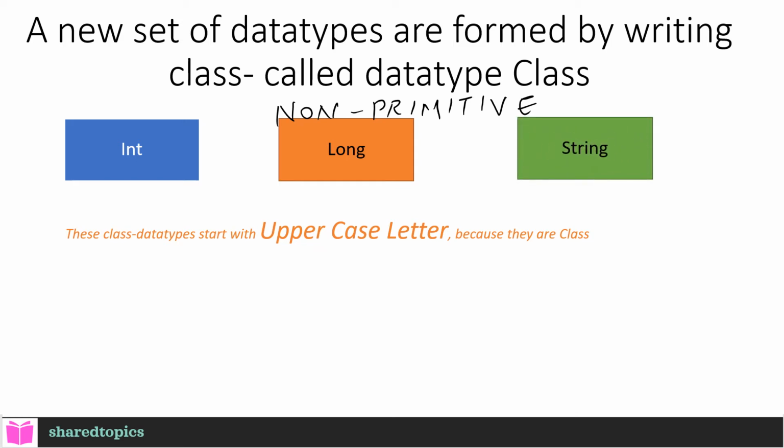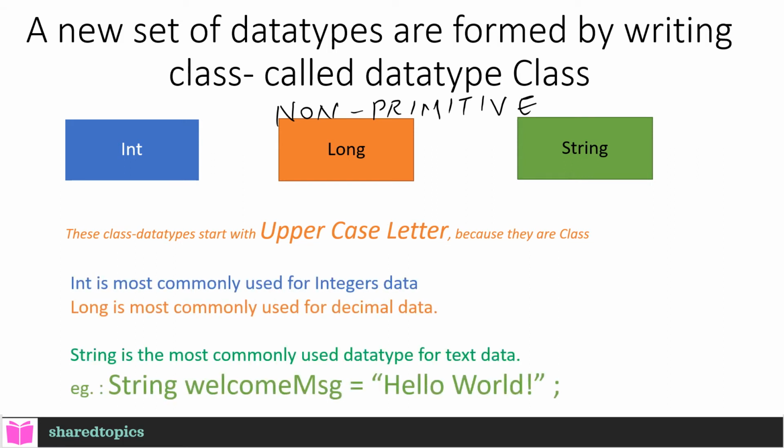And then the most important one is String. This is very widely used in Java. String is written using the char data type internally, and they wrote a new class called String. When you declare an object of class String, it gets the property of holding multiple characters. There will be many more details about the String class in further chapters, but for now String is used to hold multiple characters. So int is most commonly used for integer data, long for decimal data, and String for text data.